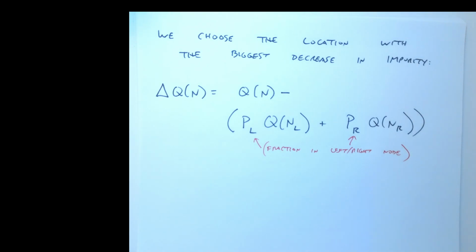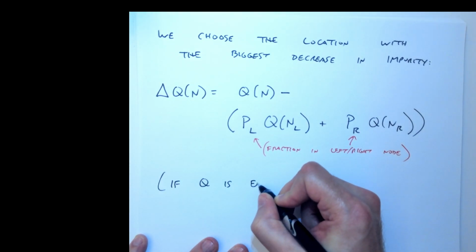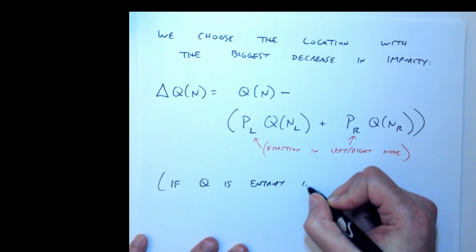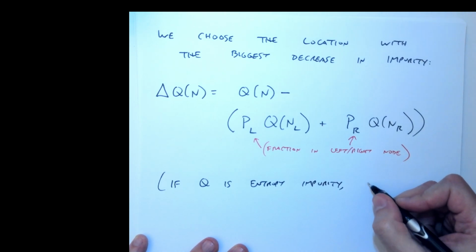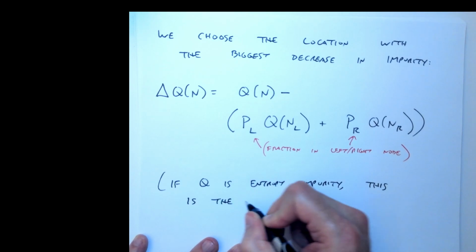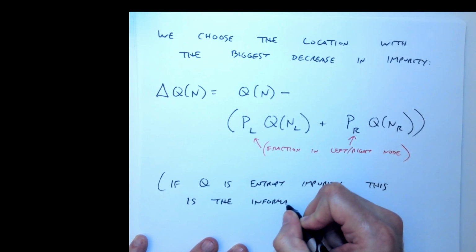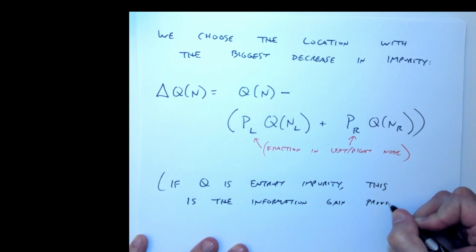And so if you are an information theory person, which probably not many of you are, but just as a side note, let me just say that if Q is the entropy impurity, this is what's called the information gain provided by the query.